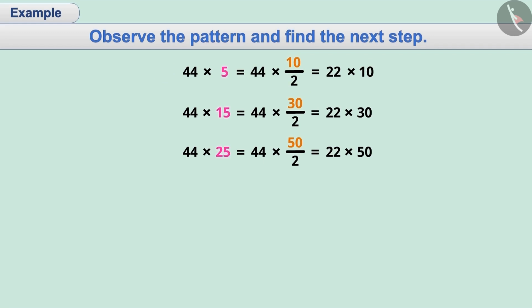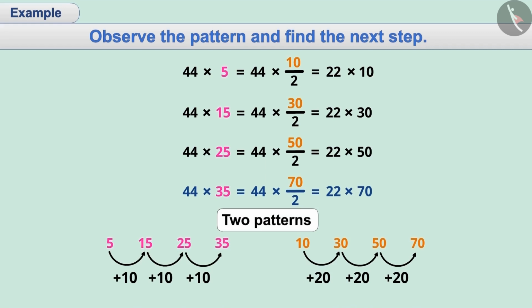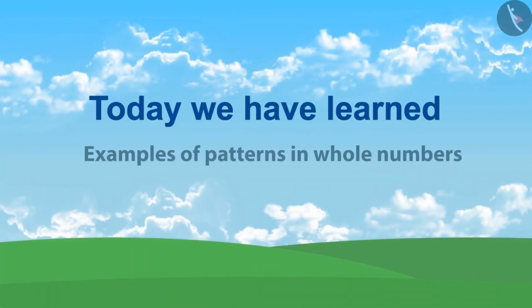Therefore, the next step is 44 multiplied by 35, which can be expressed by the fraction 70 by 2. Then, we will divide 44 by 2 and the quotient 22 is multiplied by 70, which can be expressed as 22 multiplied by 70. Here, we observe 2 patterns. Today we have learned some examples of the patterns in whole numbers.